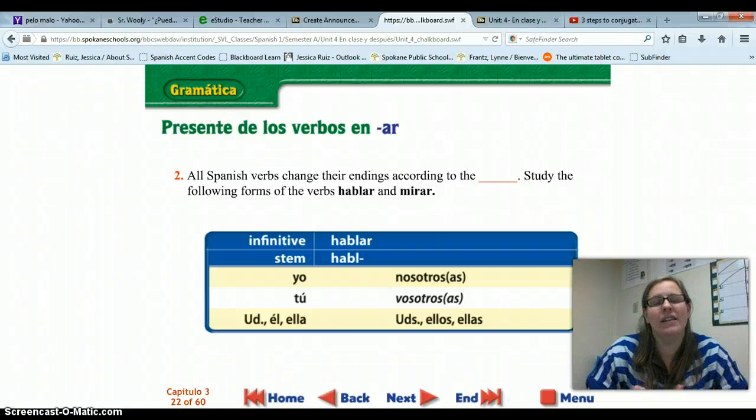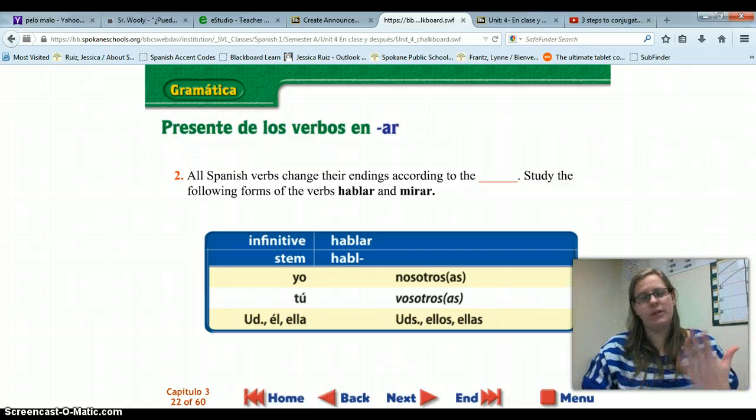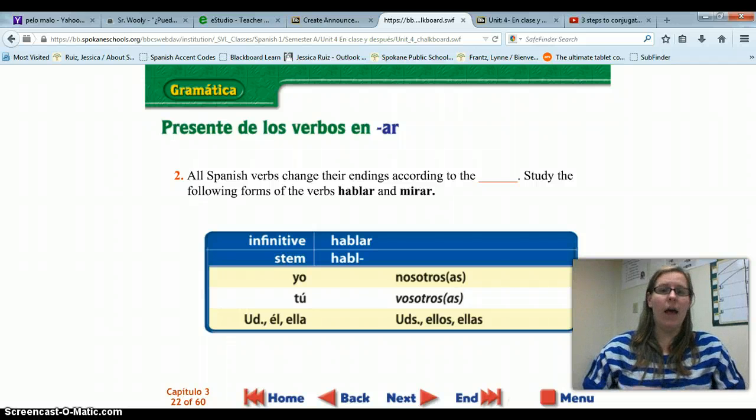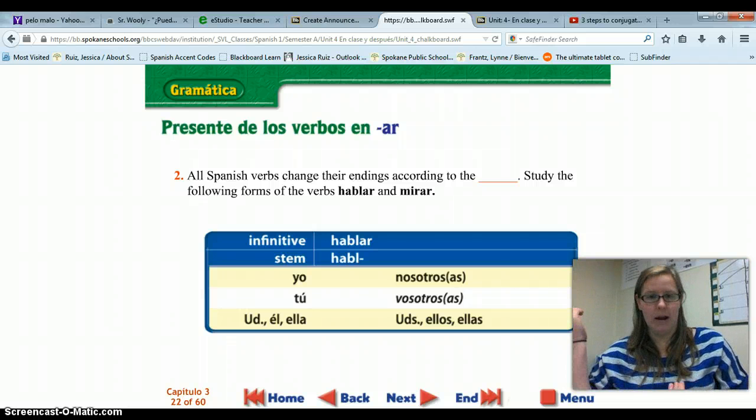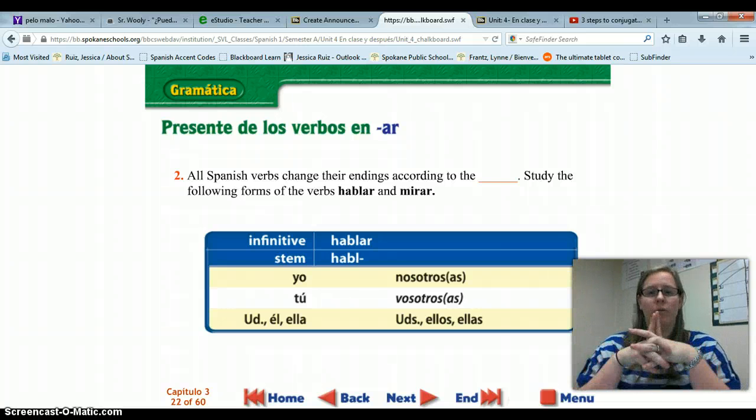Hi guys! In this video we're going to look at AR verbs and how to use them and how to conjugate that and what that all means. So when you're done watching this video, you'll be able to conjugate any regular AR verb in the present tense. So a couple things we want to remember.